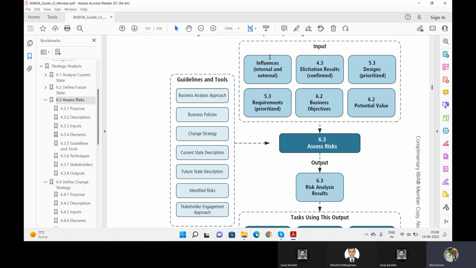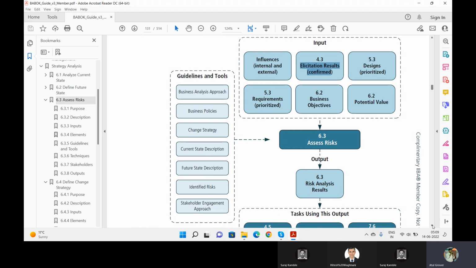Number one, factors from the outside or the inside. Number two, the requirement which you confirm that it should go. It can be one of the factors. Number three, the design part, which you already finalized, you already prioritized. Requirements you prioritized. Your business objective and the potential value. These are the inputs and these are the guidelines. Your BA approach, your business policy, your change strategy, your current state, your future state, your identified risk, your stakeholder engagement. These are the parameters which help you to assess the risk.